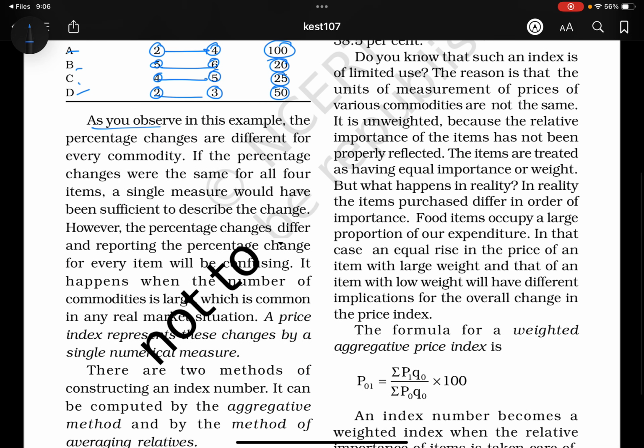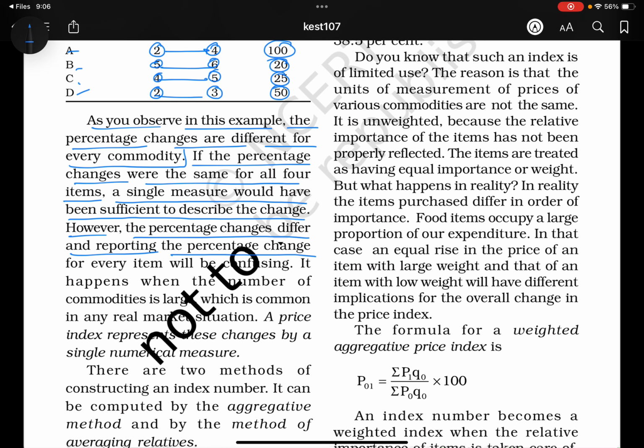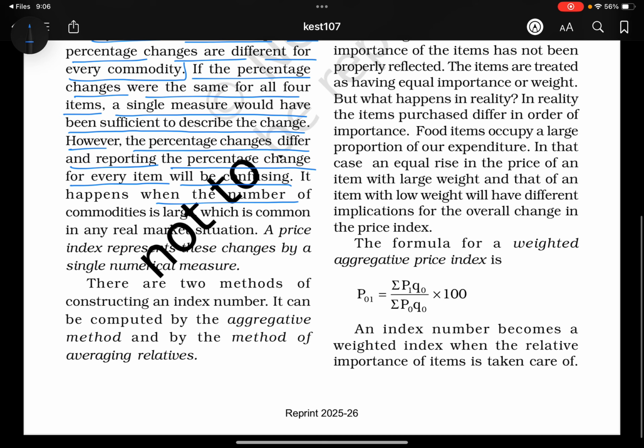As you observe in this example, the percentage change is different for every commodity. If the percentage changes were the same for all items, a single measure would have been sufficient to describe the change. However, the percentage changes differ, and reporting the percentage change for every item will be confusing. It happens when the number of commodities is large, which is common in any real market situation. A price index represents these changes by a single numerical measure.